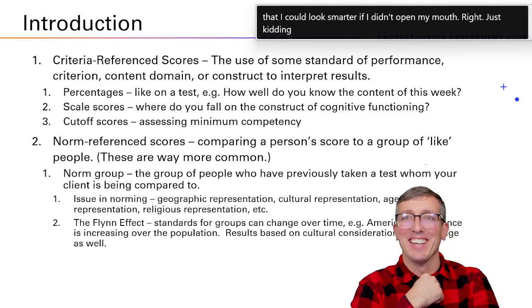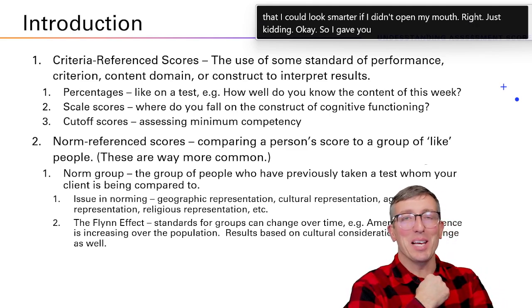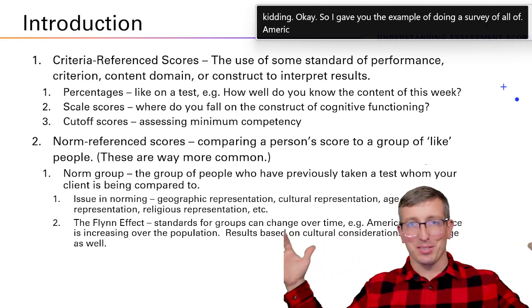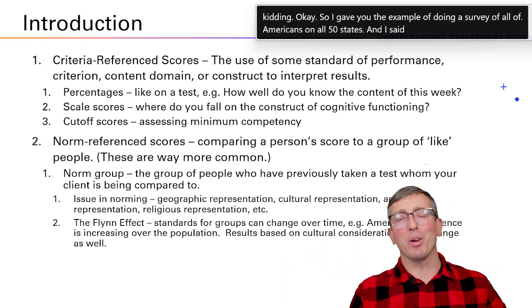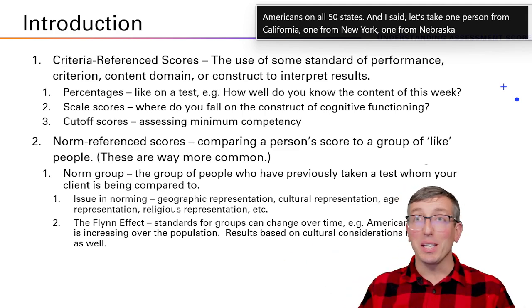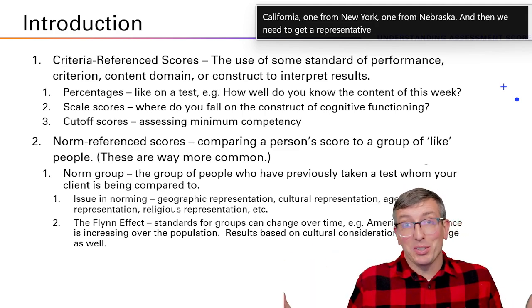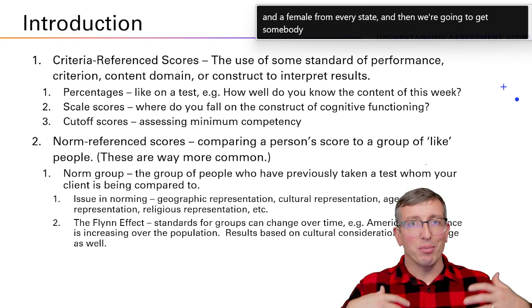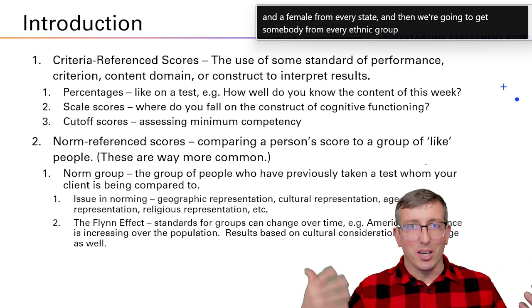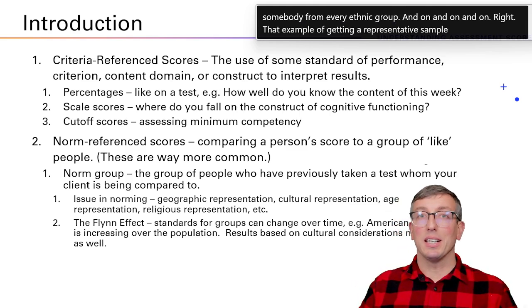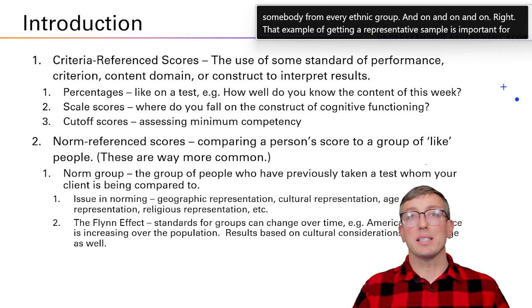Okay, so I gave you the example of doing a survey of all Americans in all 50 states. And I said, let's take one person from California, one from New York, one from Nebraska. And then we need to get a representative sample. So we're going to get a male and a female from every state. And then we're going to get somebody from every ethnic group, and on and on, right? That example of getting a representative sample is important for doing statistics.